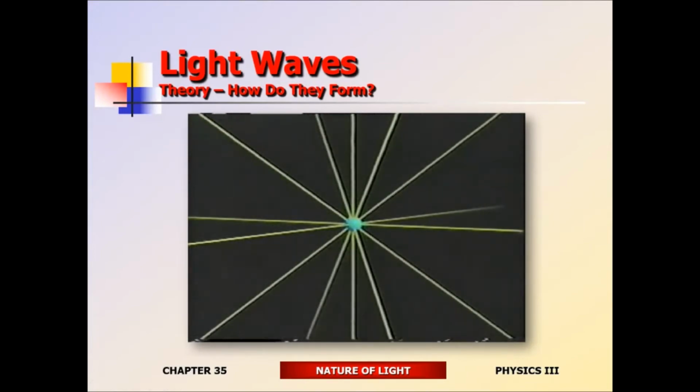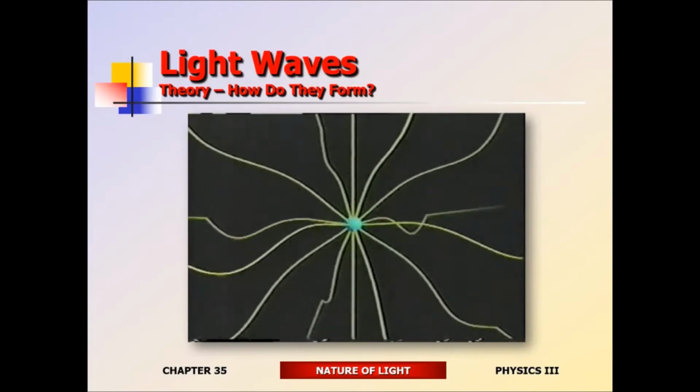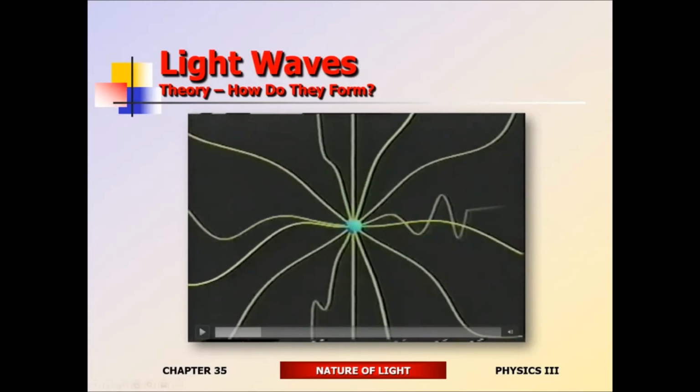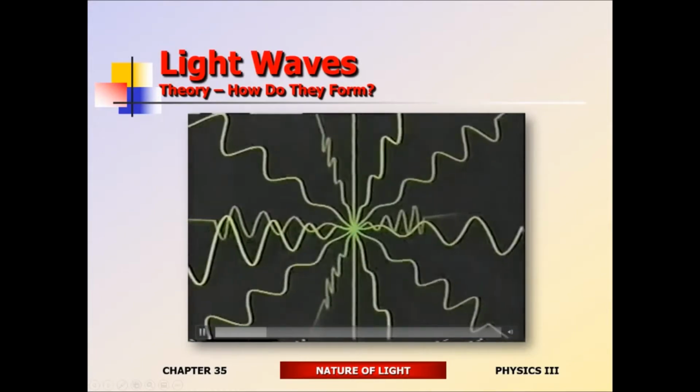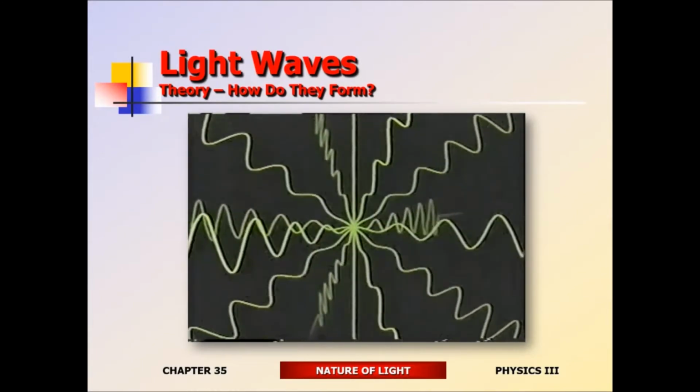An oscillating electric charge creates waves. An oscillating charge is an accelerating charge. Remember, speeding up, slowing down, changing direction. All right, so the accelerating charges, the oscillating charges, will generate electromagnetic waves that propagate along the lines of force at the speed of light.